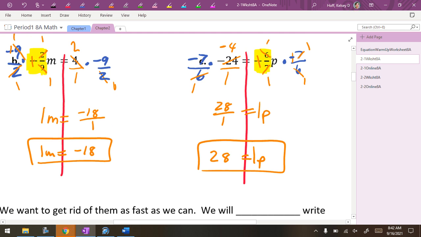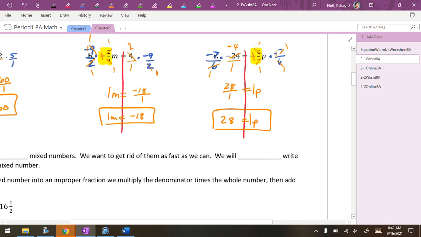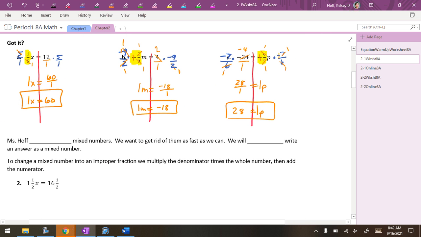The next one, we all panic because we have mixed numbers. Miss Hoff hates mixed numbers. Hates them. So we need to get rid of them as fast as we can. Well, that's how much I don't like them. We will never write an answer as a mixed number. Never, ever, ever. And in capitals. That's how important it is.